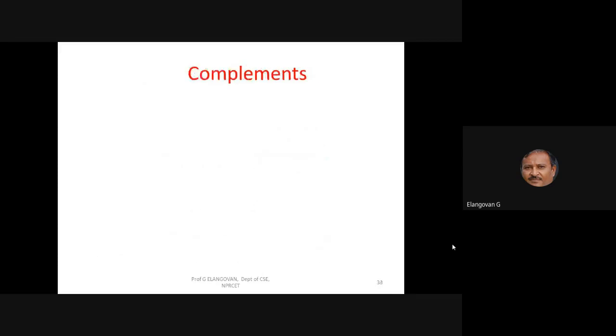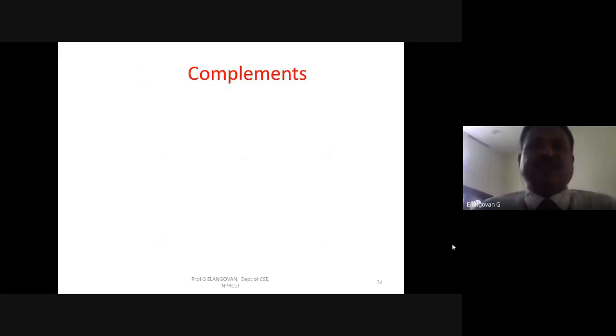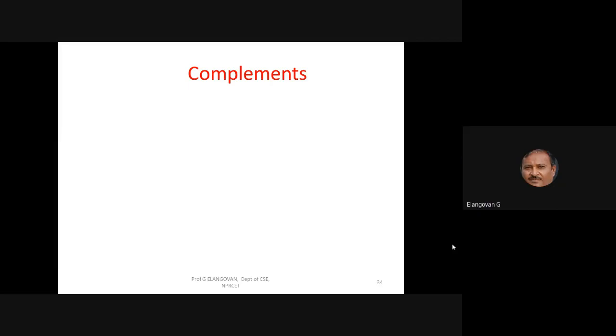And what we have seen in subtraction is that we came across negative numbers that need to be represented. Say, if we want to subtract 1 minus 1, there we need to represent minus 1. So how do we represent negative numbers? Negative numbers can generally be represented in 3 ways: either by using 1's complement, 2's complement, or signed magnitude representation. These are the 3 methods available.